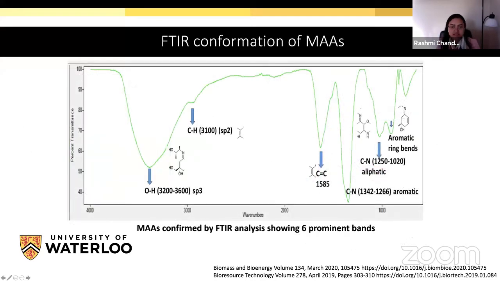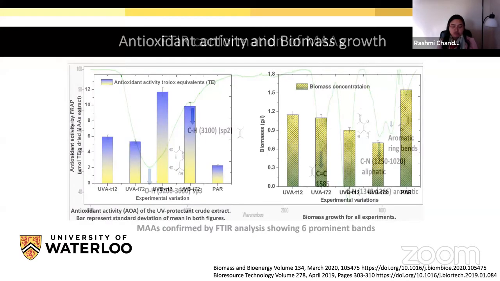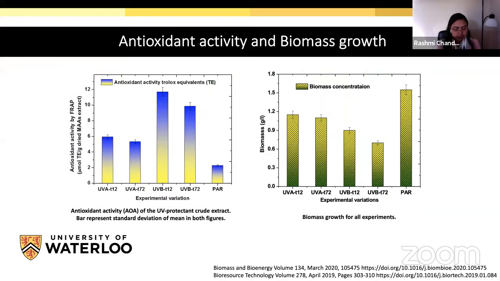Then I went for the FTIR analysis to find all the functional groups present in them. We came up with almost all the functional groups related to MAAs, and we got this profile. All these functional groups are mostly associated with MAA compounds, like mycosporine-like amino acids. Later, once we quantified them, having extracted the MAAs, we started studying the efficacy of these compounds, whether they have biological activity or not.